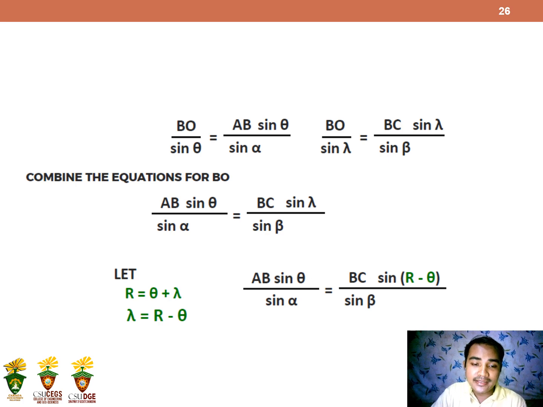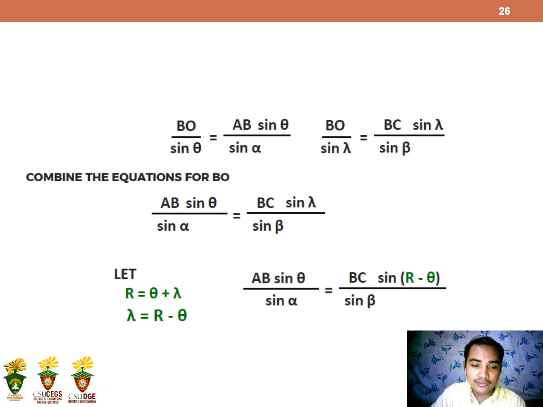Next is we need to combine these two equations in terms of BO, okay, since we have a common side, which is BO. So in terms of BO, we can now have this equation, AB sine theta over sine alpha is equal to BC sine lambda over sine beta. But we're going to let theta plus lambda to be R, no. So later on i-discuss kung asa ni si R, kung saan pagkuha sa R. And by mathematical manipulation, we can have lambda to be R minus theta.